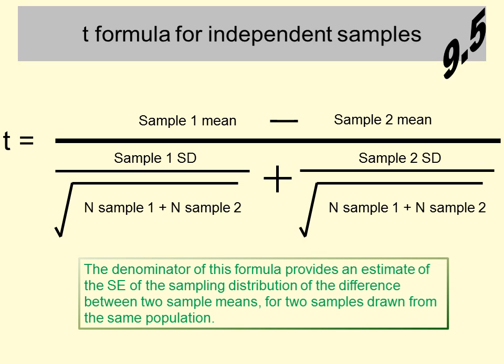And that's just a reminder that the denominator, the bottom part of this formula, is your estimation formula for the standard error of the sampling distribution of the difference between two sample means when two samples are drawn from the same population. In other words, that the null hypothesis is true. Remember that what we're trying to do in statistics often is set up a null hypothesis and then prove that it is wrong.